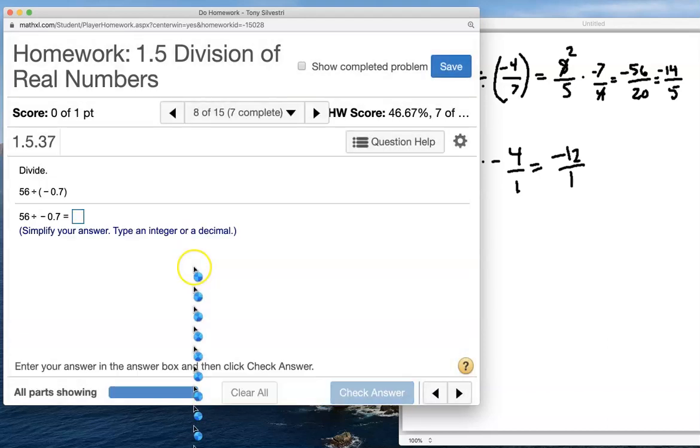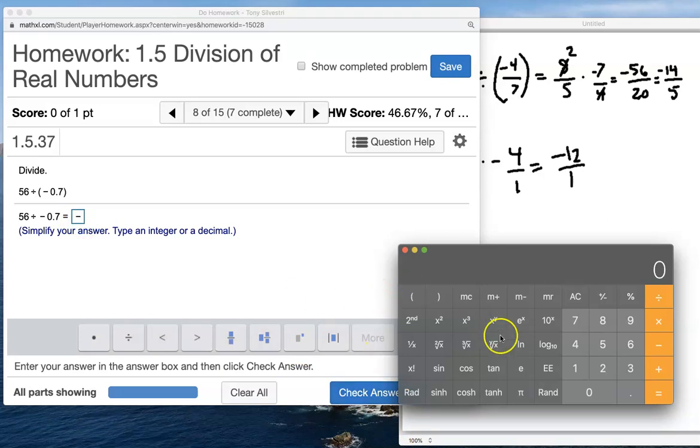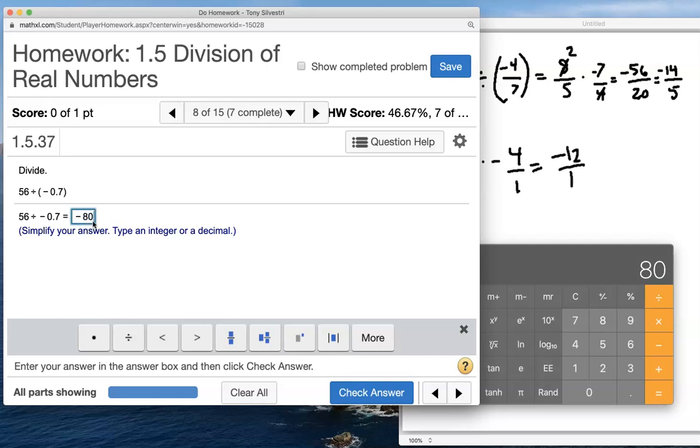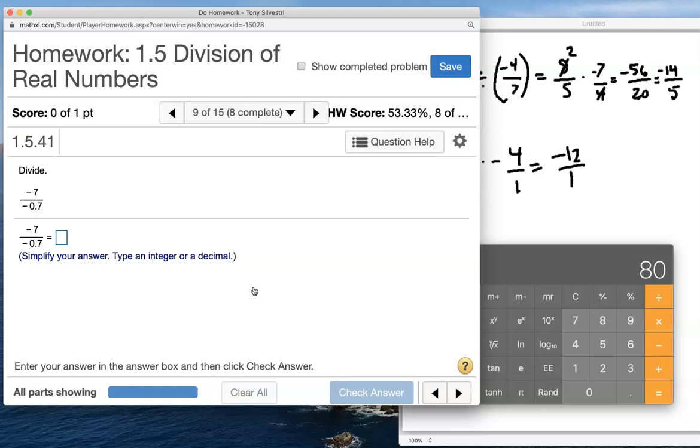Good job. Now, basically, when you have decimals, I have no problem with you using a calculator. So I know the answer is going to be negative. I'm going to take the absolute values, which is going to be 56 divided by 0.7, which is 80. Negative 80. Enter. Nice work. Beautiful work.